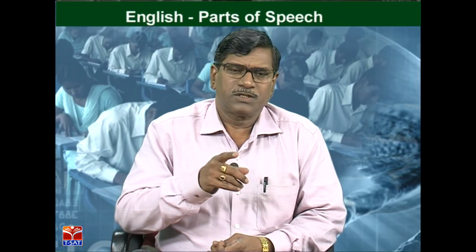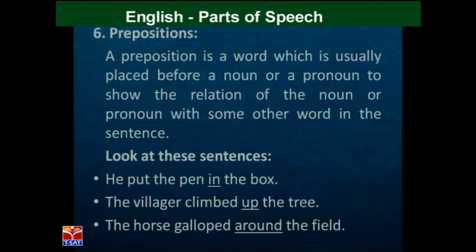If we move on to the third sentence, what is it? The horse galloped around the field. What has galloped? Horse. Where did it gallop? Around the field. So, around is the preposition. It is used before the noun field, and it establishes a relationship between the noun field and some other words like horse galloped in the sentence.